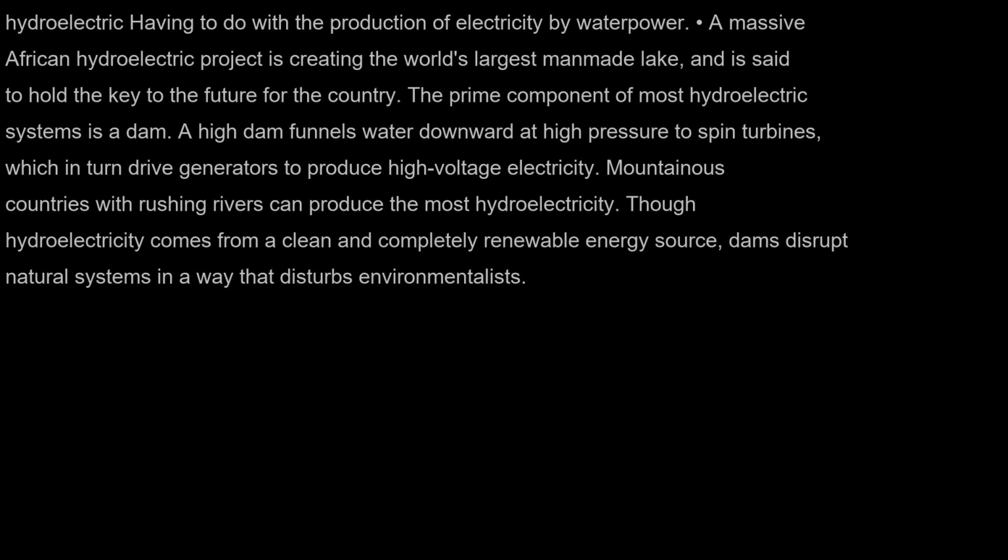A high dam funnels water downward at high pressure to spin turbines, which in turn drive generators to produce high-voltage electricity. Mountainous countries with rushing rivers can produce the most hydroelectricity. Though hydroelectricity comes from a clean and completely renewable energy source, dams disrupt natural systems in a way that disturbs environmentalists.